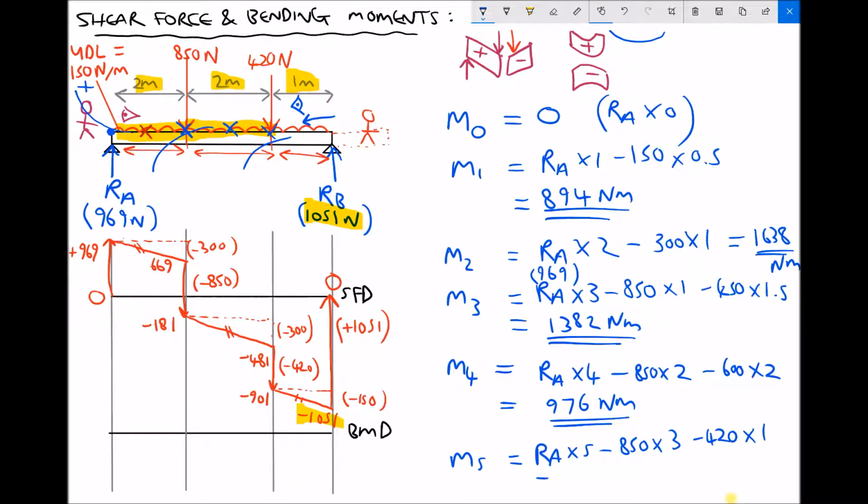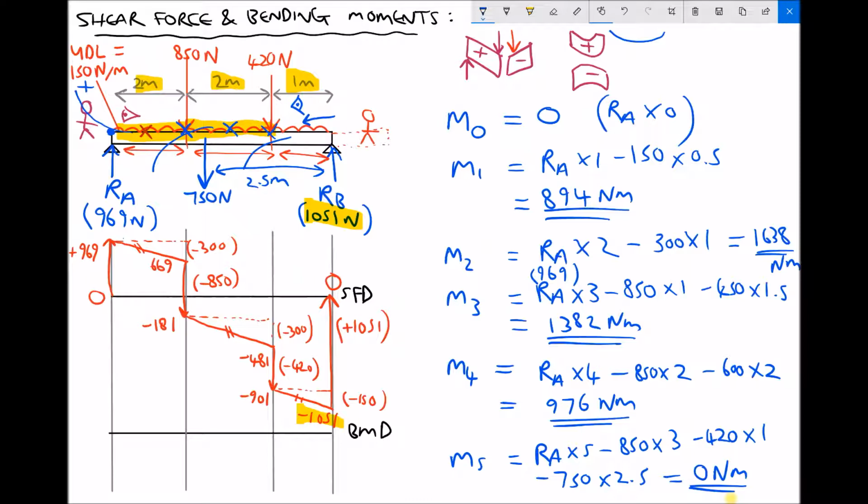And finally, we have 5 meters worth of UDL. And we can add this to our main diagram. We've got 5 times 150 is 750. And it would be added to the center of that 5 meter section. So 750 newtons. This distance here is going to be 2.5 meters. So minus 750 times 2.5. So evaluating that, we get an answer of 0. And that's exactly as we would expect.